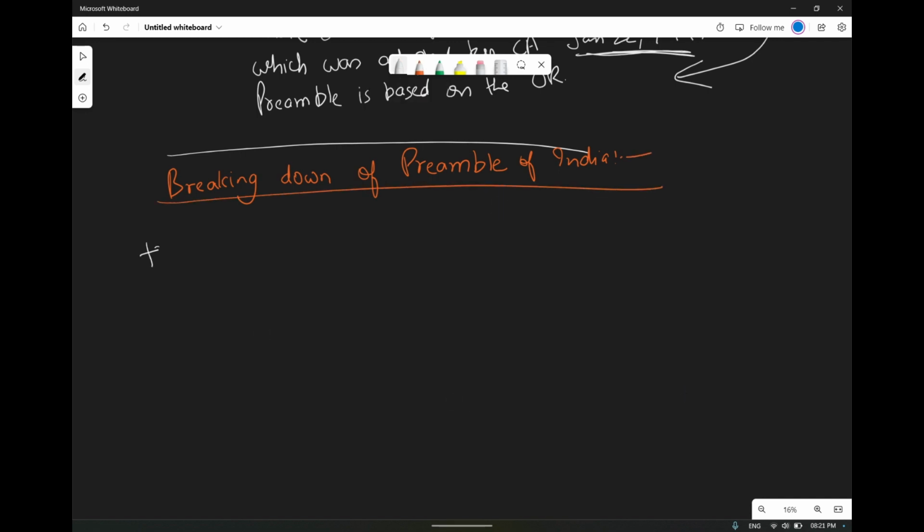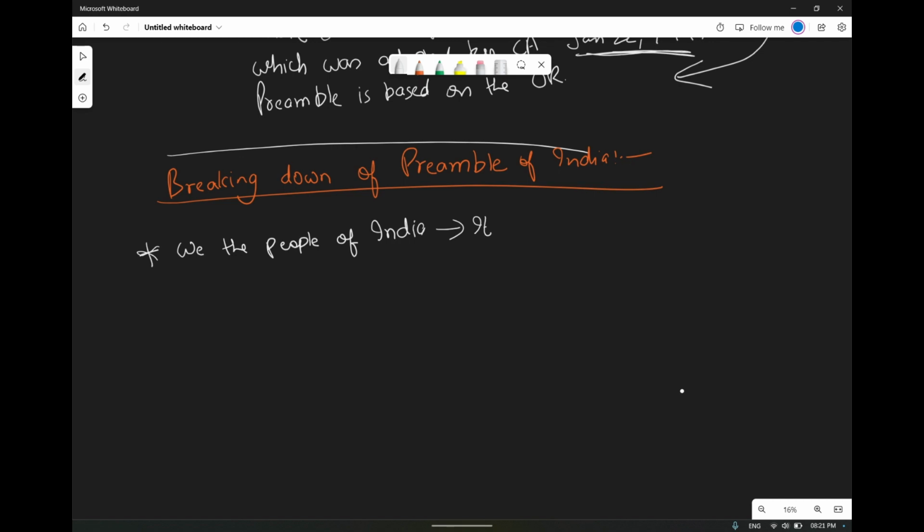So first point, what does this preamble tell? First line: we the people of India. It talks about the people of India. It talks about the source from where this preamble came. What is the source of the preamble? The source of the preamble is none other than the people of India themselves. The constitution is given by the people of India to themselves. People of India have gifted the constitution to themselves.